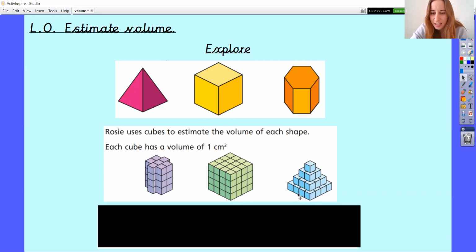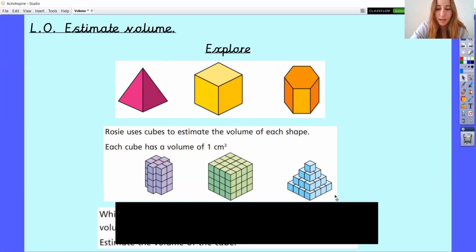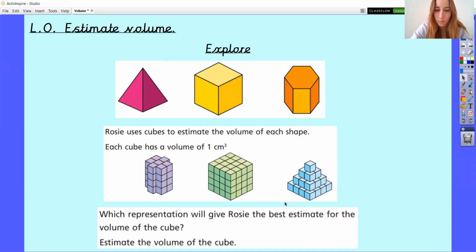And then here, this is sort of a pyramid shape made up of 1 centimeter cubes. So I wonder if she's going to use that to help her measure this pyramid. And here, I wonder if this shape here is going to help her find out the volume of this shape here, which is a 1, 2, 3, 4, 5, 6 hexagonal prism.